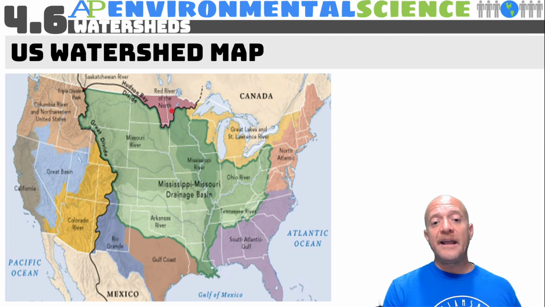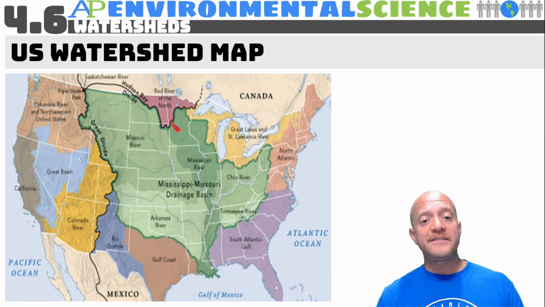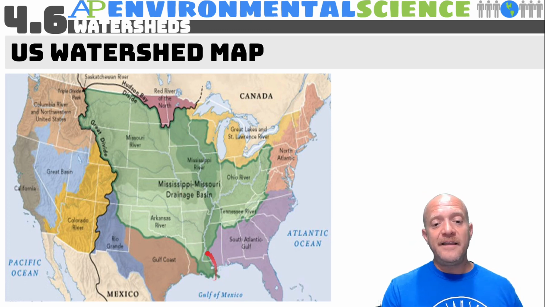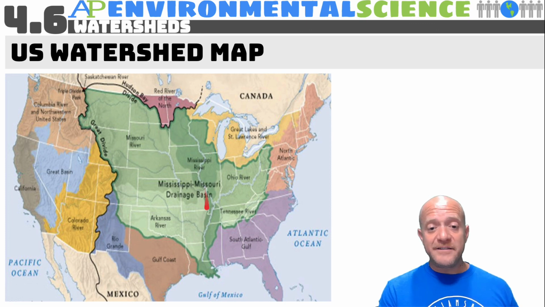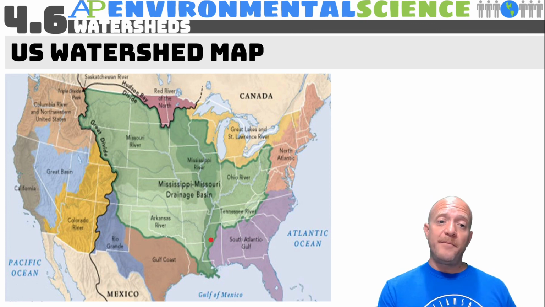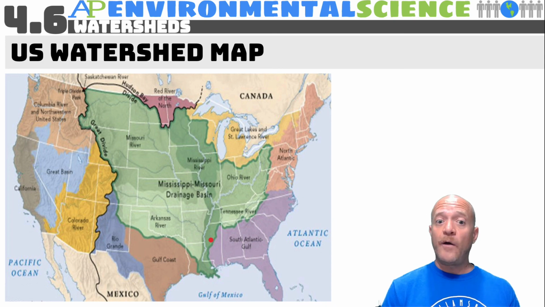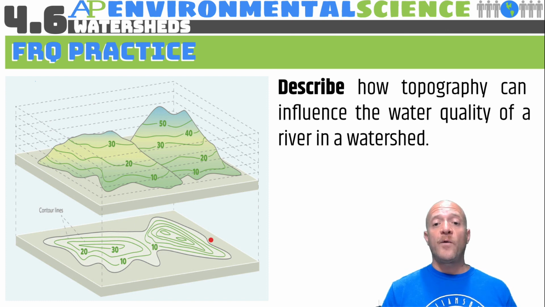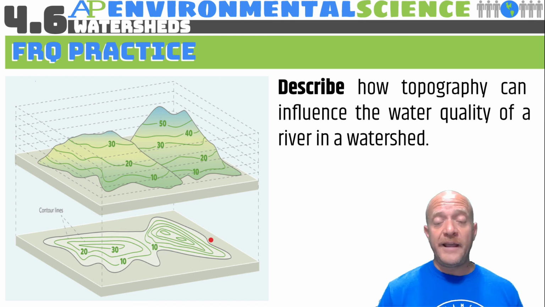So this is, again, a major impact because whatever is done up here in the upper Midwest will impact the productivity and the river water quality in the southern United States because of the flow of the Mississippi River. So keep that in mind, that we really want to pay attention to our entire watershed, not just the individual rivers. So for FRQ practice, I would like you to describe how topography can influence the water quality of a river in a watershed. So take your time right now to formulate your response.